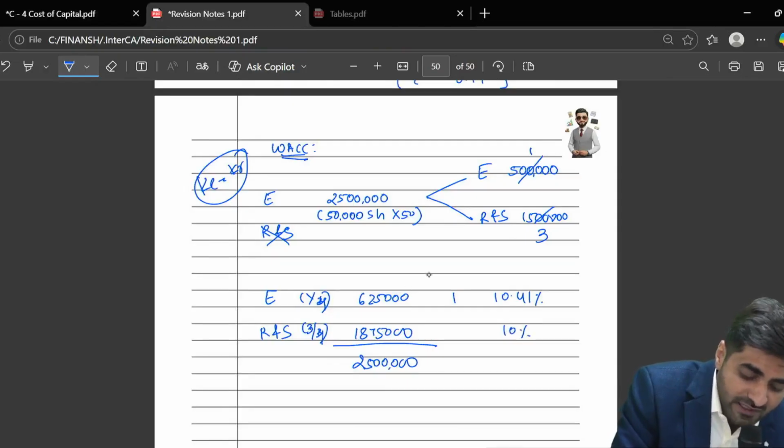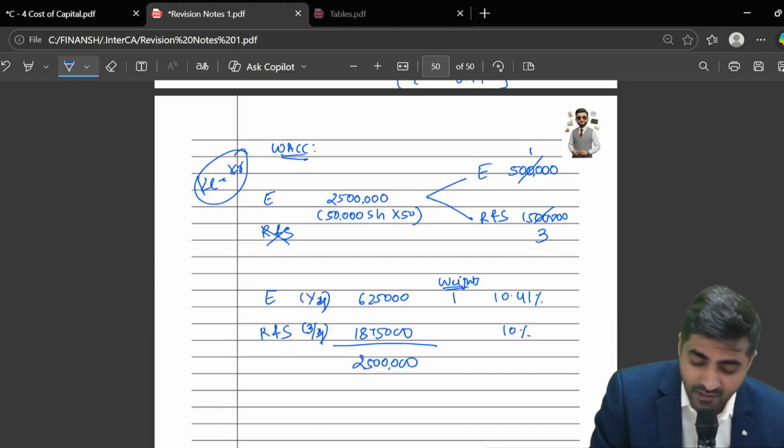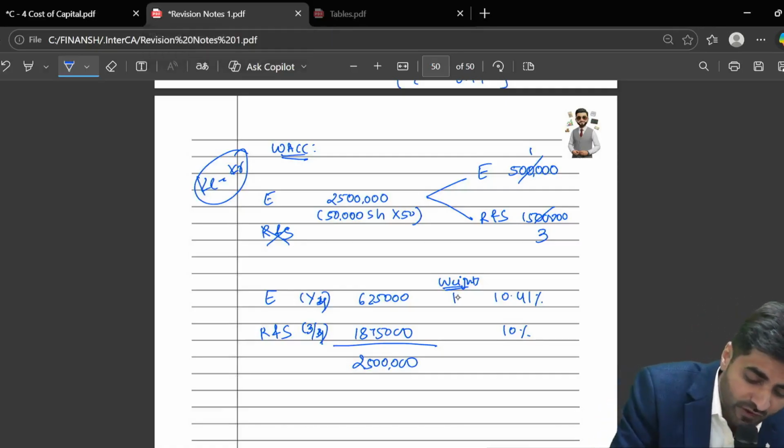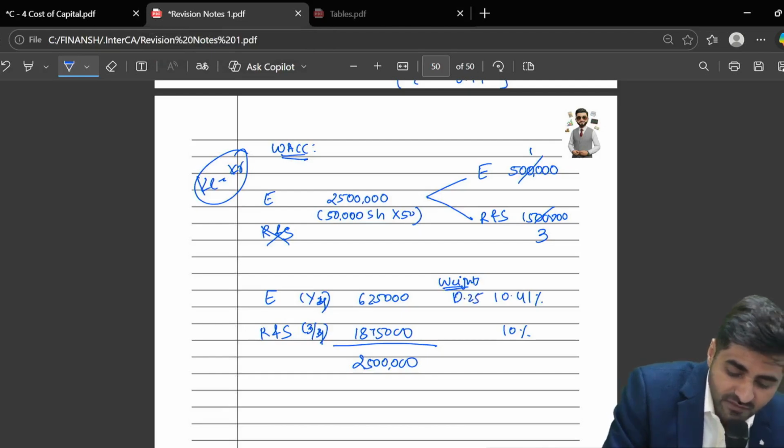Now, what are the weights which are going to come? So can I say my weights will now be 6,25,000 divided by 25 lakhs. What is this coming as? 0.25. And what is this which is going to be coming as?